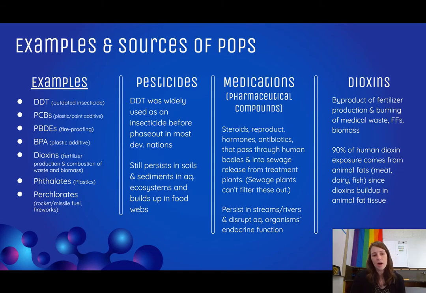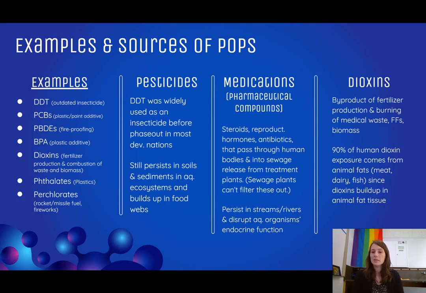Then we also have dioxins, which is, again, a bigger grouping. These are byproducts of fertilizer production and the burning of medical waste, fossil fuels, and biomass, as I briefly mentioned during the examples. Now, this is one that humans will end up taking in, as actually all of these humans could take in, like pesticides and medications.